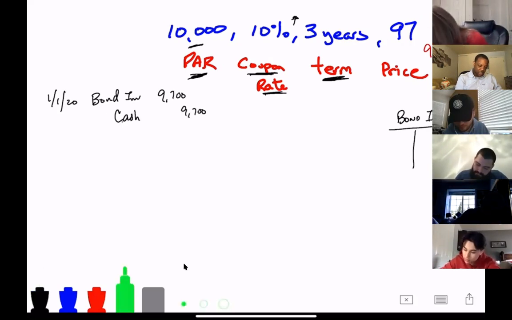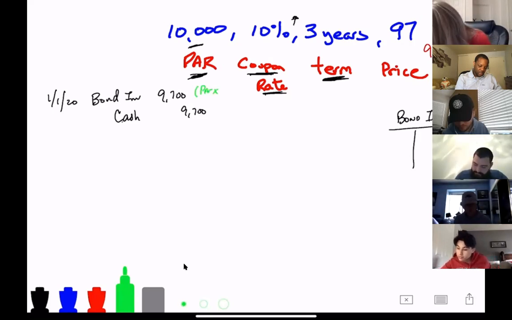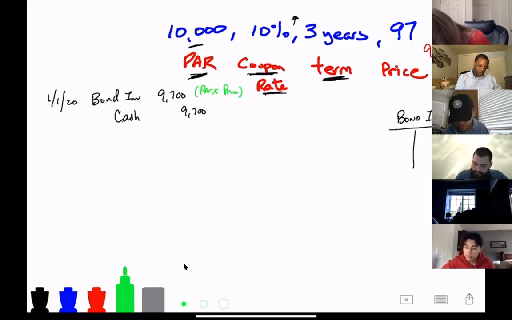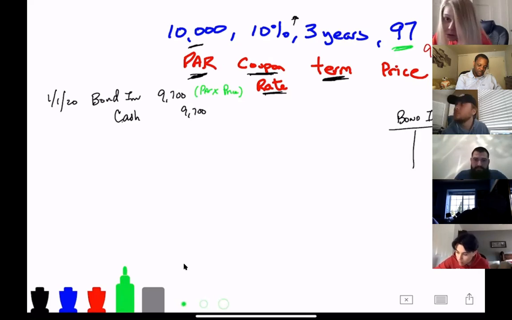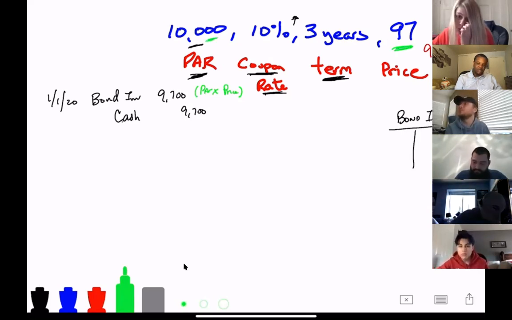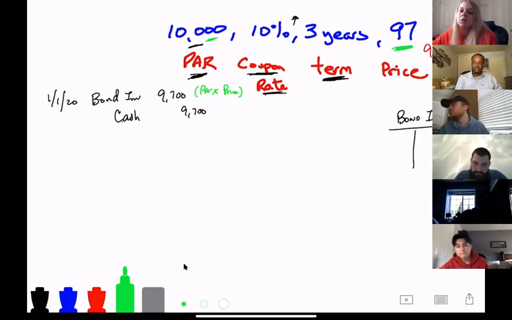And to get what the cost is, you take the par value times the price. Okay. It's 97. So you take 97% times 10,000, that gives you 9,700.